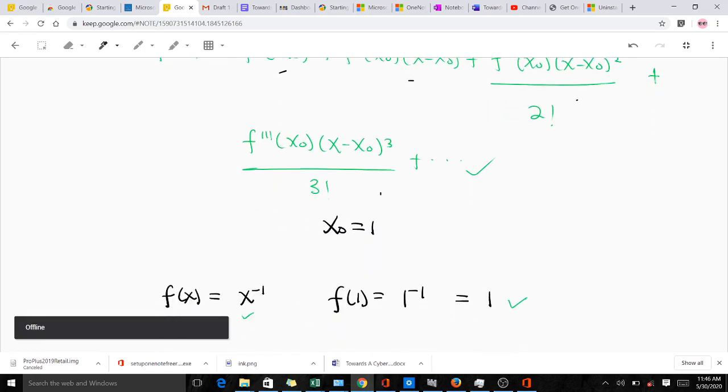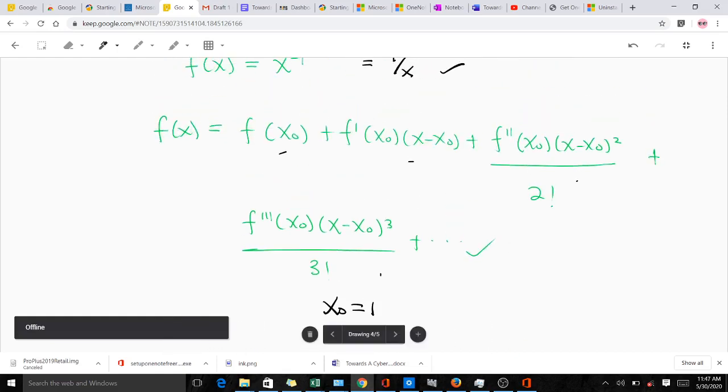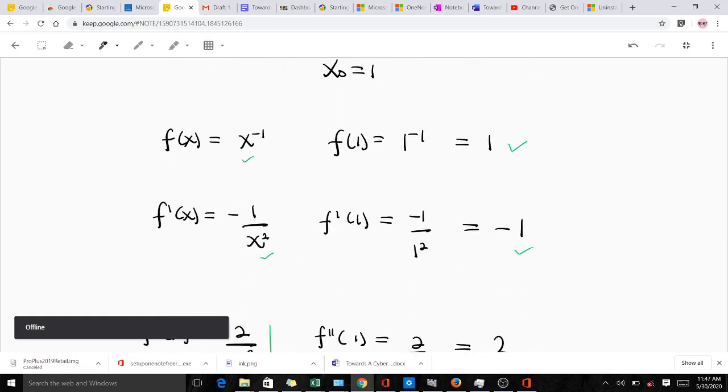So note that because we are doing our expansion about the point x equals 1, it means our x naught is 1. So from the formula we have to find f of x naught, f prime of x naught, f double prime of x naught, and f triple prime of x naught too. And x naught is 1. So you know f of x is x raised to the power -1. So that means f of 1 will be 1 exponent -1, which is still 1.